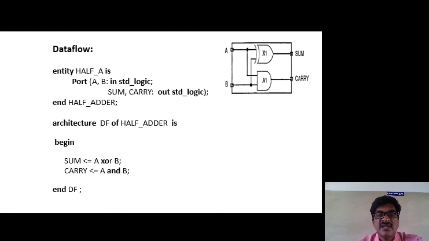This is about the representation of entity and architecture, that is, architecture in the data flow style. Similarly, you can take the exercise of writing the data flow style of architecture for the full adder. Let us take only the full adder in this class. And in the next class we can go for another way of representing architecture styles. Thank you.